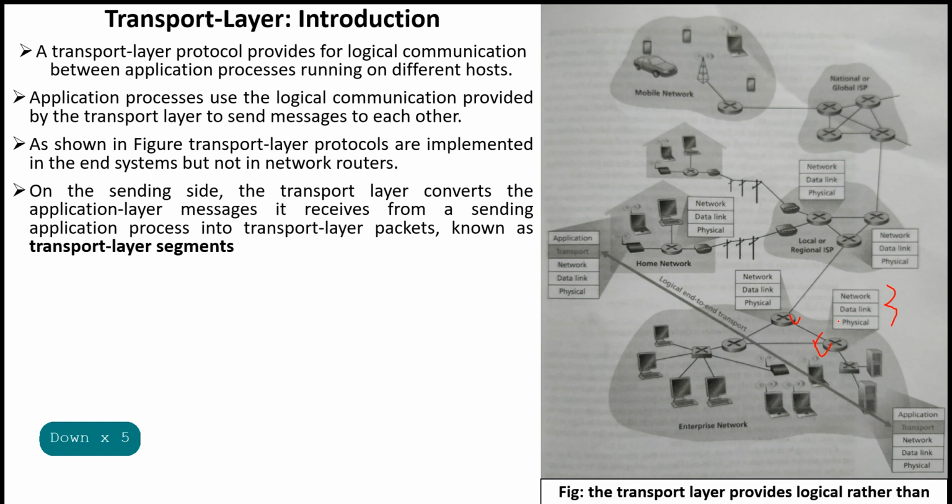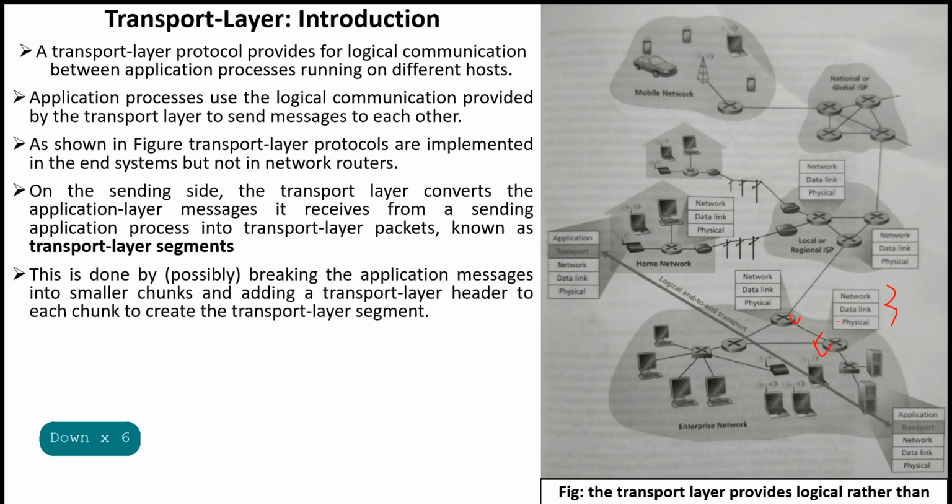On the sending side, the transport layer converts the application layer messages it receives from a sending application process into transport layer packets. This is known as a transport layer segment. This is done by breaking the application messages into smaller chunks and adding a transport layer header to each chunk to create the transport layer segment.